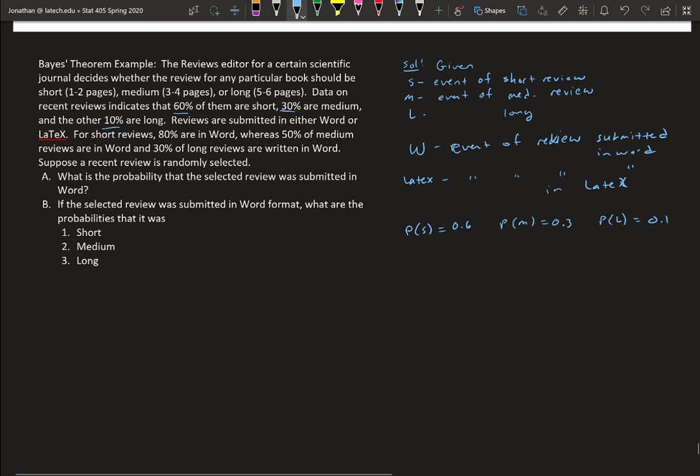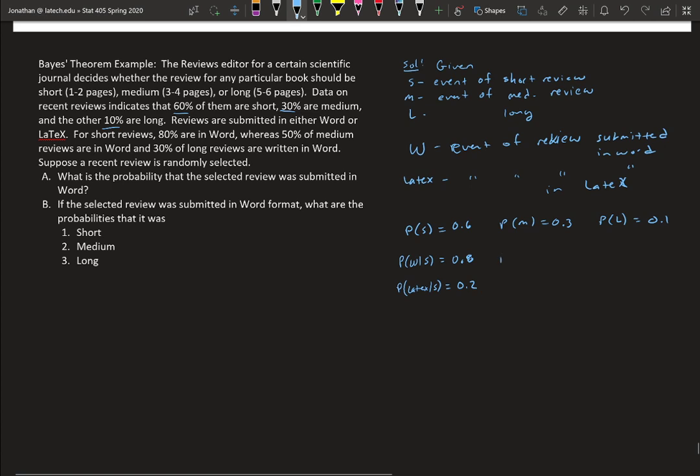Now reviews are submitted either in Word or LaTeX. For a short review, given that it's a short review, 80% of those are in Word. So probability of Word given a short review is 0.8. So out of all the short reviews, 80% of them are in Word. So actually we could also get probability of LaTeX given short is 0.2 because that's the complement. If it's not Word, it's got to be LaTeX.